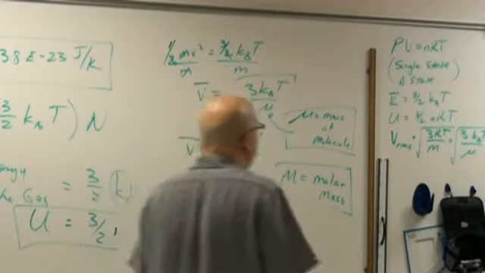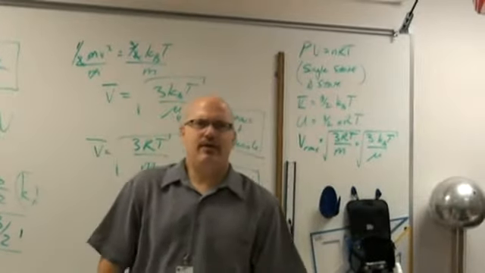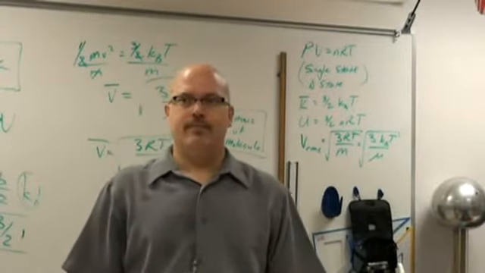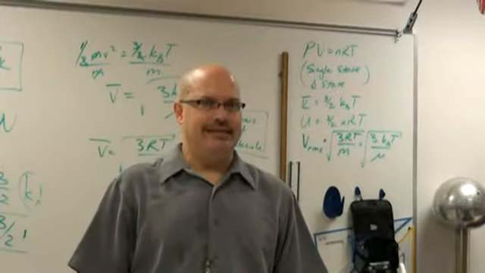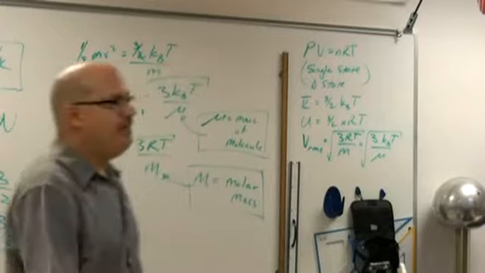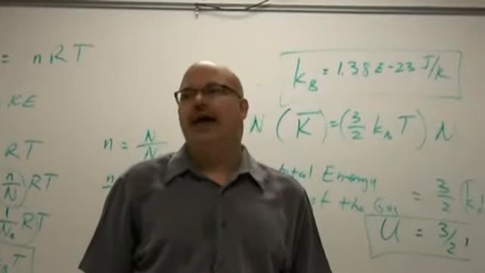Now, this RMS, that means root mean squared. Who knows what that means? Anyone? Root mean squared is a way to find an average of something that has an average of 0.